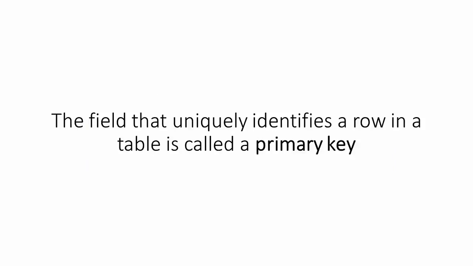A field that uniquely identifies a row in a table is called a primary key. This is to distinguish it from a foreign key, which does not uniquely identify a row in a table. I'll cover foreign keys in the intermediate SQL course that follows this one.